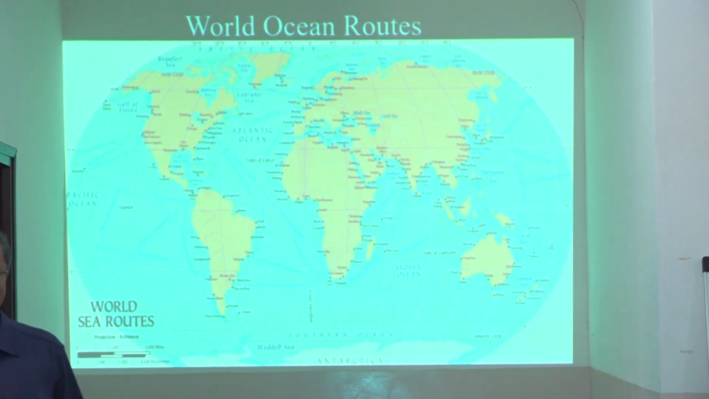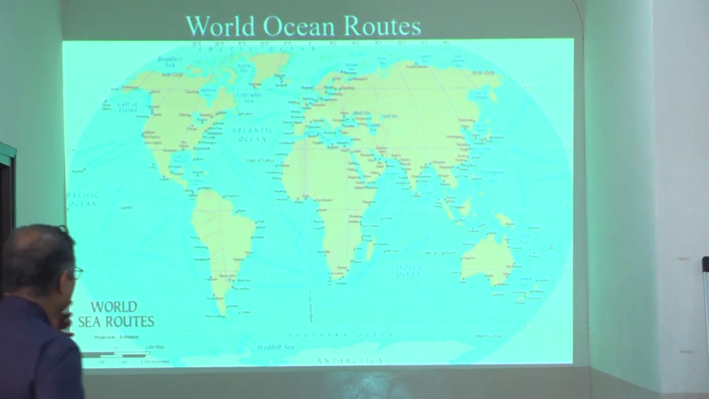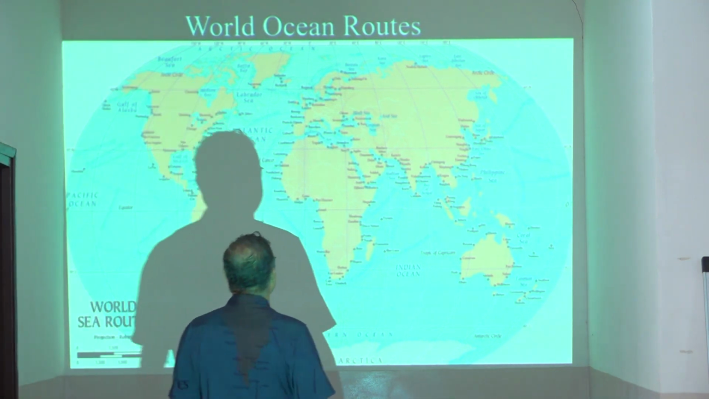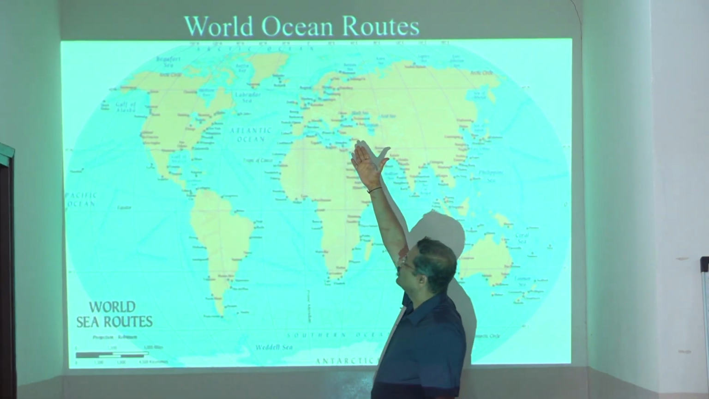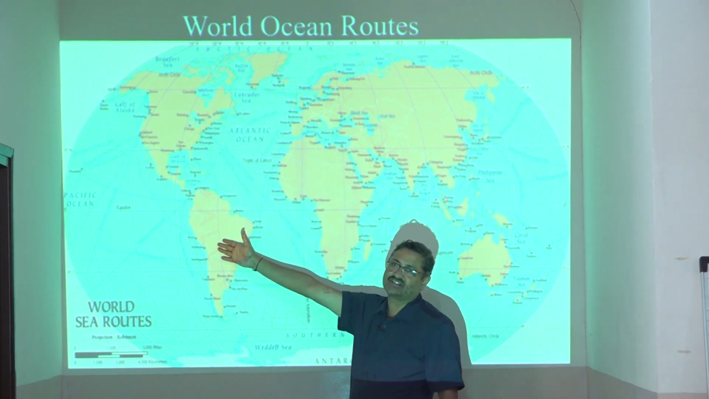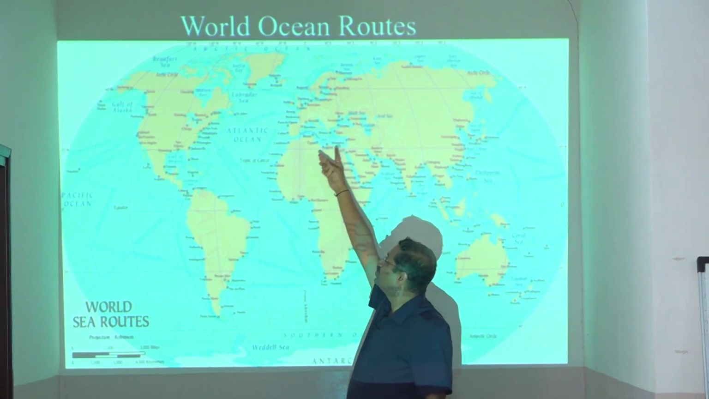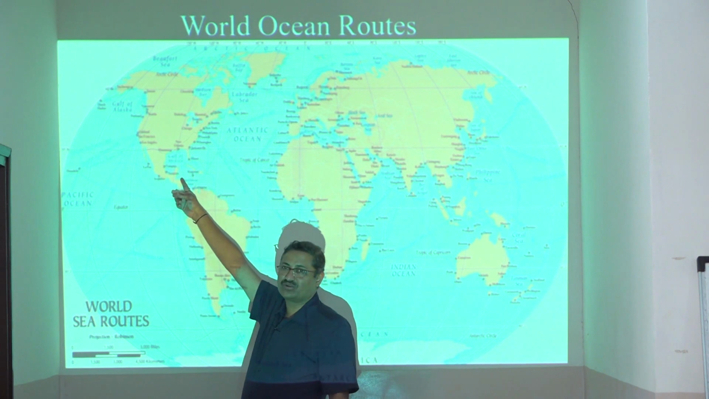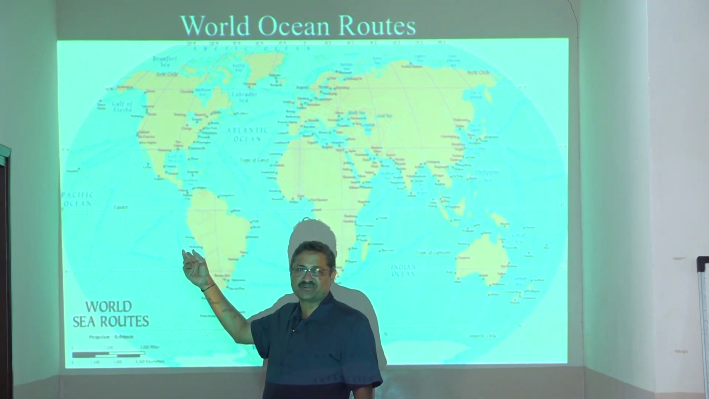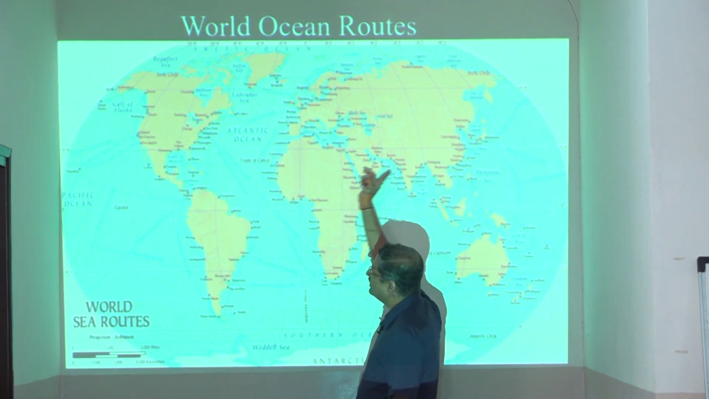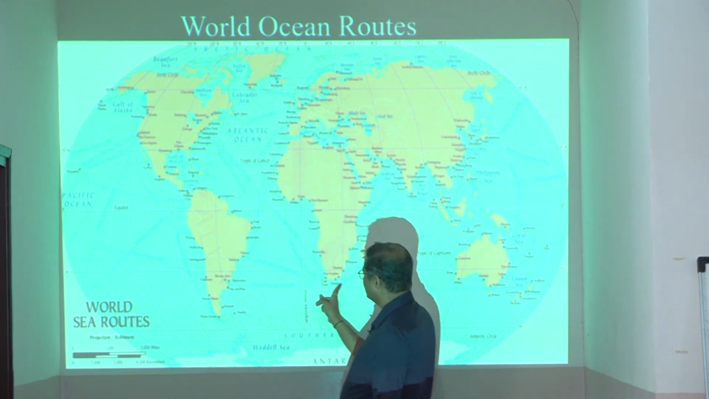So there are 6 routes. You will only come to know, suppose you are based in UK and you want to give the delivery to Argentina, which one will you use? You will send the goods by this route and then by road or rail this route. India to US, this route, always.